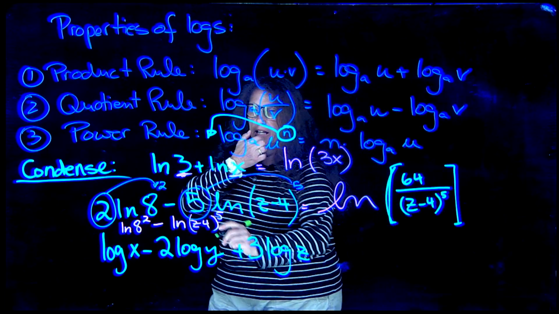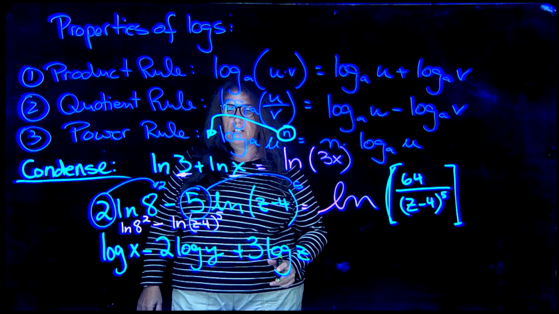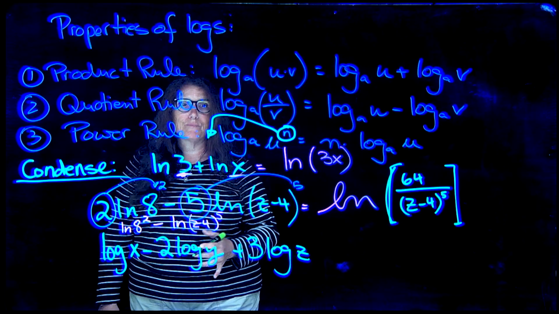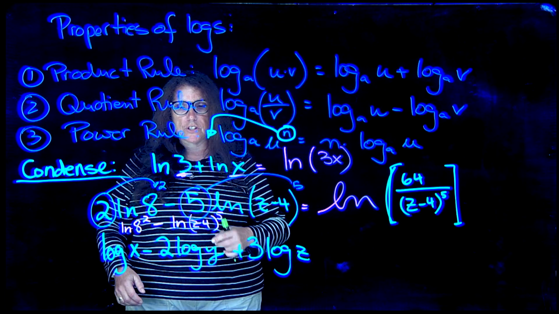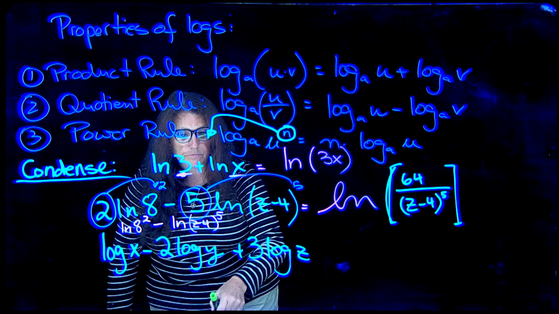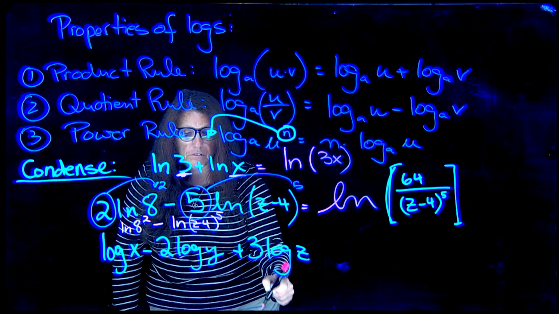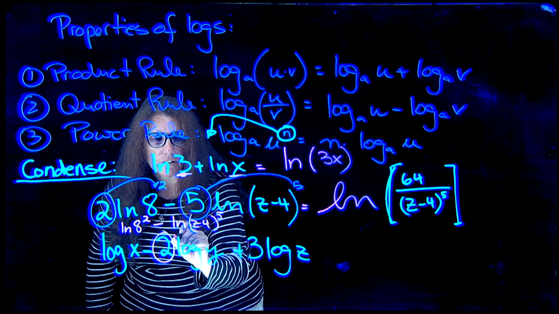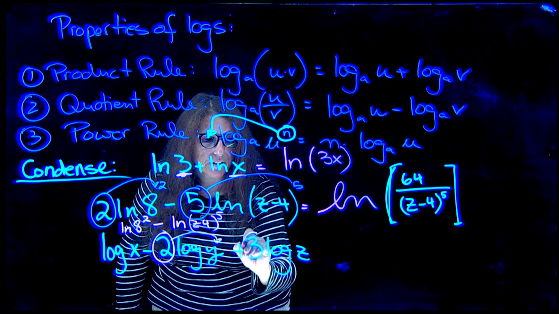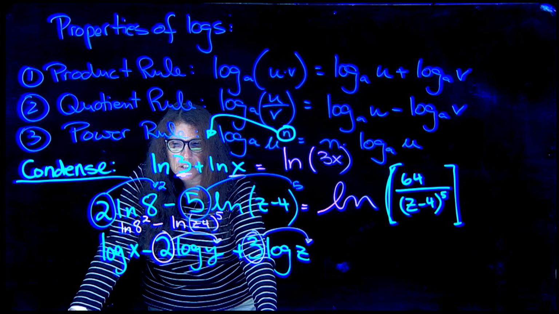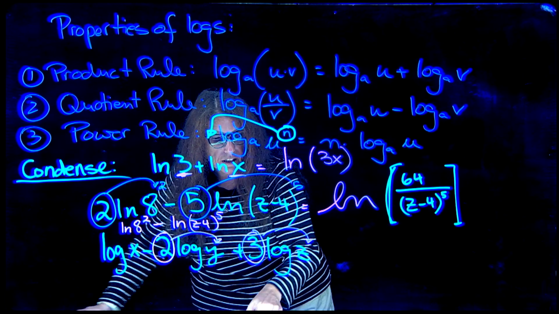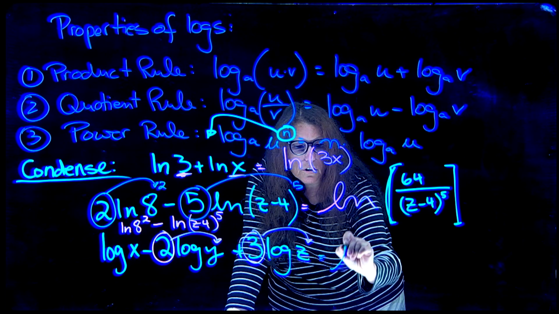Now, I have a minus and I have a plus. That minus means what? Somewhere there's a quotient, so there is division, there's a fraction. But we also have to apply the power rule because we have a 2 here that needs to go there, and we have a 3 that needs to go as the exponent on the z, to make this a single log.